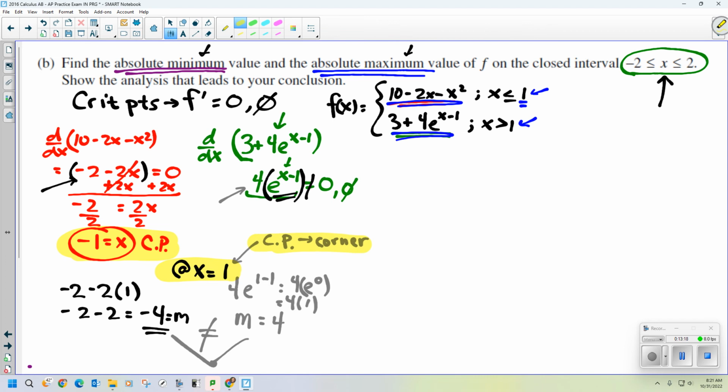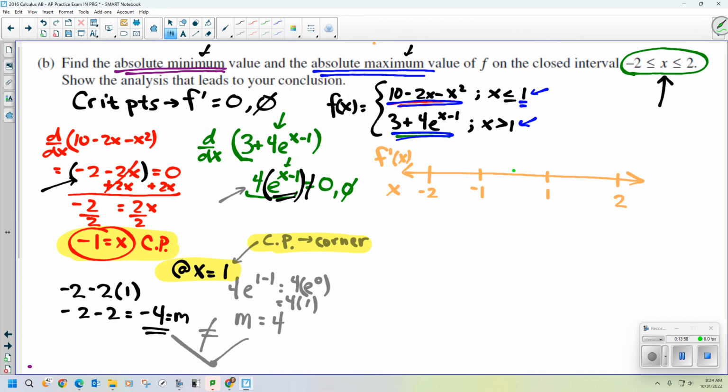We're going to do a little number line here. This is how I like to visually see my mins and maxes. Here's my value of x. Here's the endpoint, -2. Here's the endpoint, +2. We have two critical values, at -1 and at +1. So we are going to check our derivative at some spots in between.